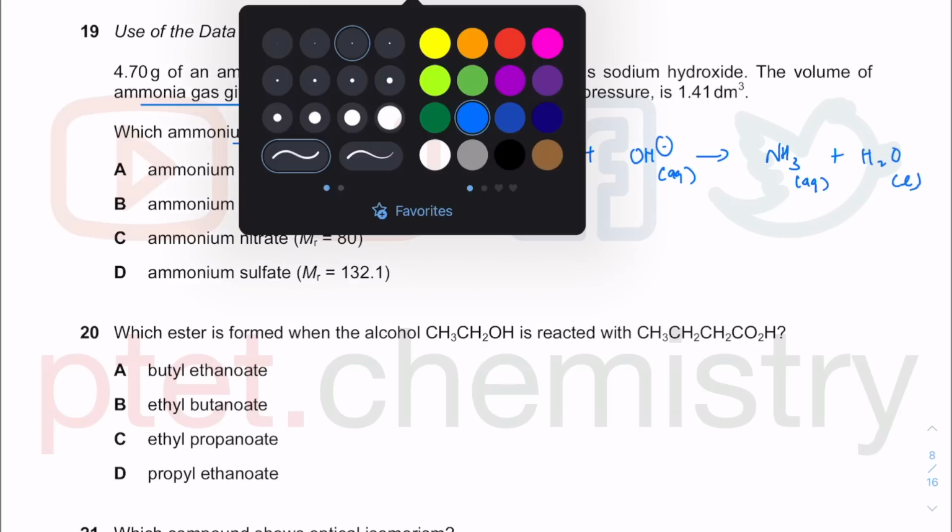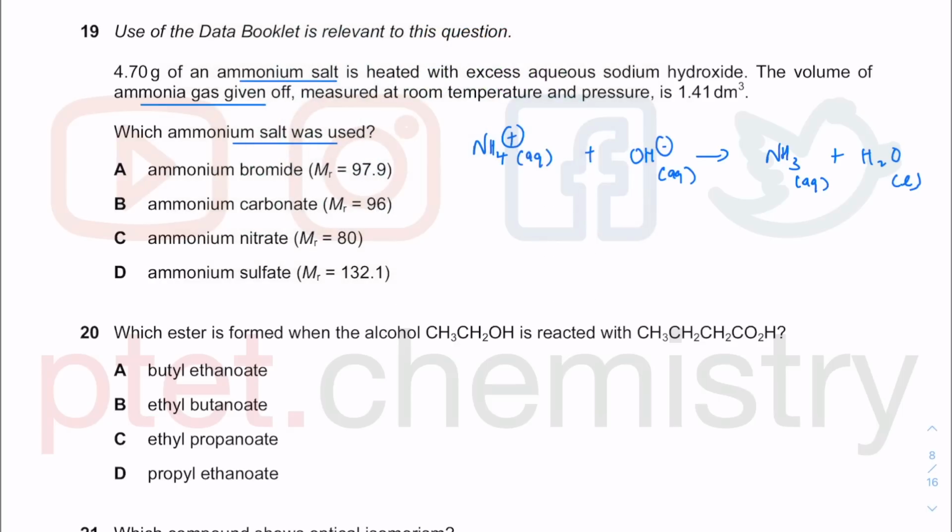What is happening in terms of the chemistry is that this one is the base. A base will accept the H+, whereas an acid will donate the H+, and that's why you form the NH3 later on. So which ammonium salt was used? You have the mass of the ammonium salt, you have the volume of the ammonia gas. This is at room temperature and pressure. This is in dm cubed.